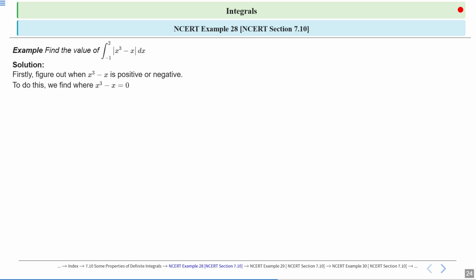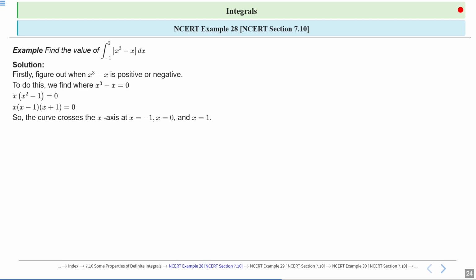So to do this, we find where the interval is 0. So we have to find the value of roots. So just simplify it. x cube minus x is equal to 0. Let's take x common, so it becomes x into x square minus 1 equal to 0. Apply the formula of a square minus b square, it becomes x into x minus 1 into x plus 1. So either x equal to 0 or x minus 1 equal to 0 or x plus 1 equal to 0.